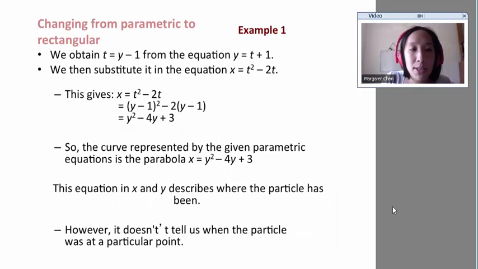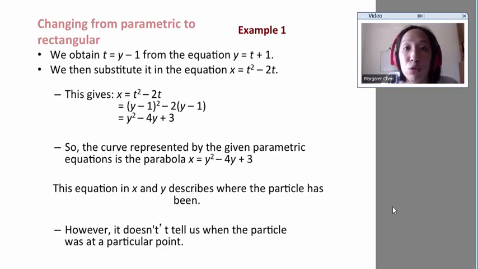Okay, so this slide is basically showing you how to change from parametric equations to rectangular. You're probably unfamiliar with the word rectangular, but you've been using it for most of Algebra 1 and Algebra 2. It's basically writing equations in the form of x's and y's. So how do I change these two equations here into x's and y's?